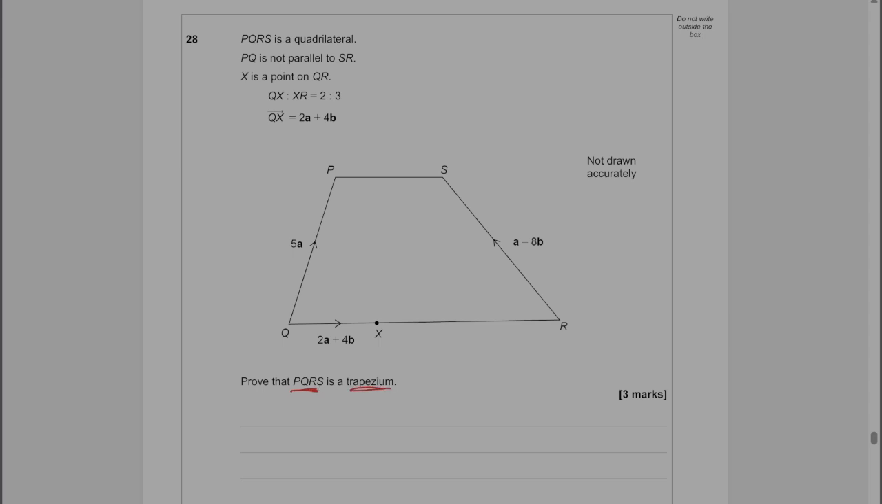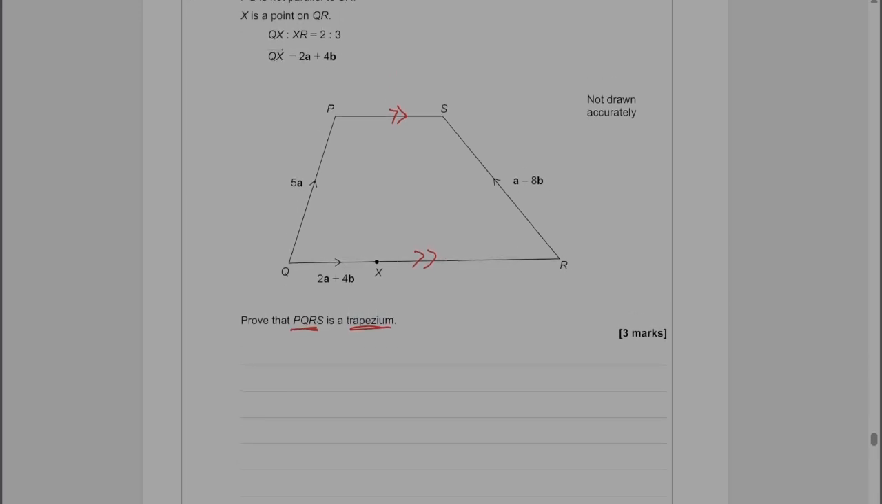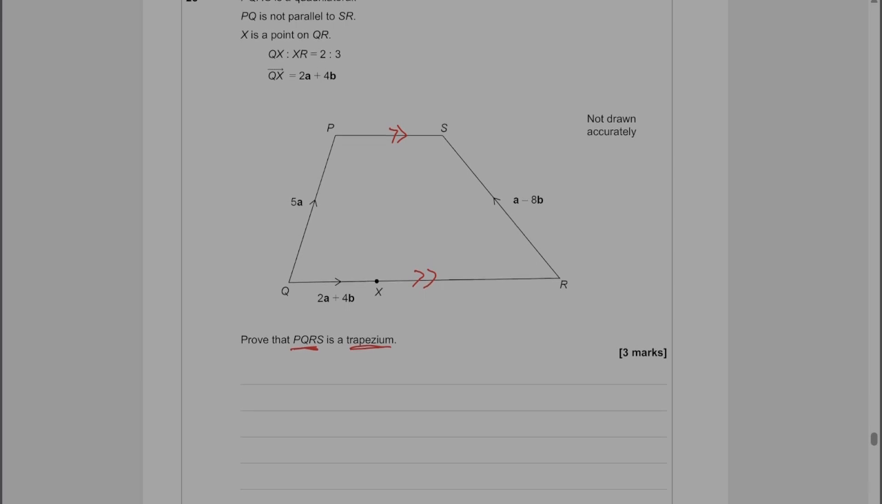Okay, for it to be a trapezium, we just need to show that this line and this line are parallel. I'm just confused by the notation slightly. So we'll put double arrows. I'm not really happy about this because that implies parallel, it also shows direction. But we can take that up with AQA.